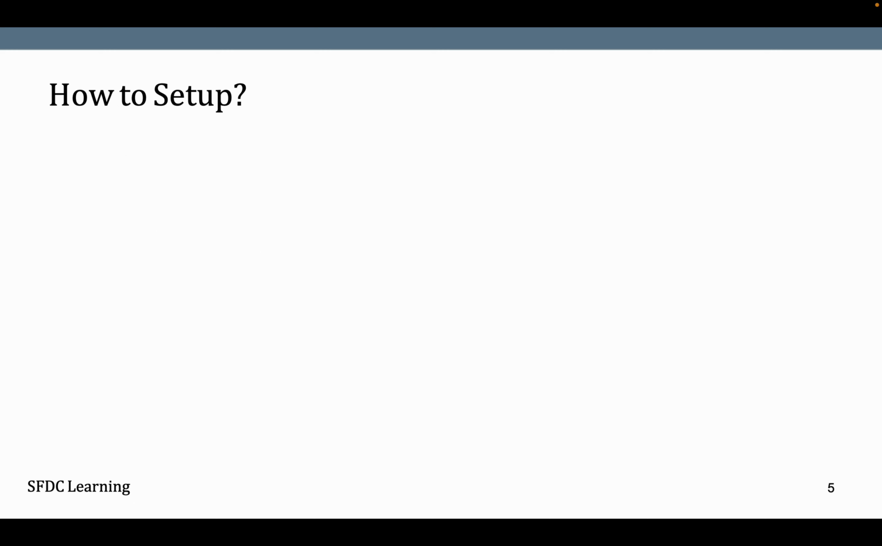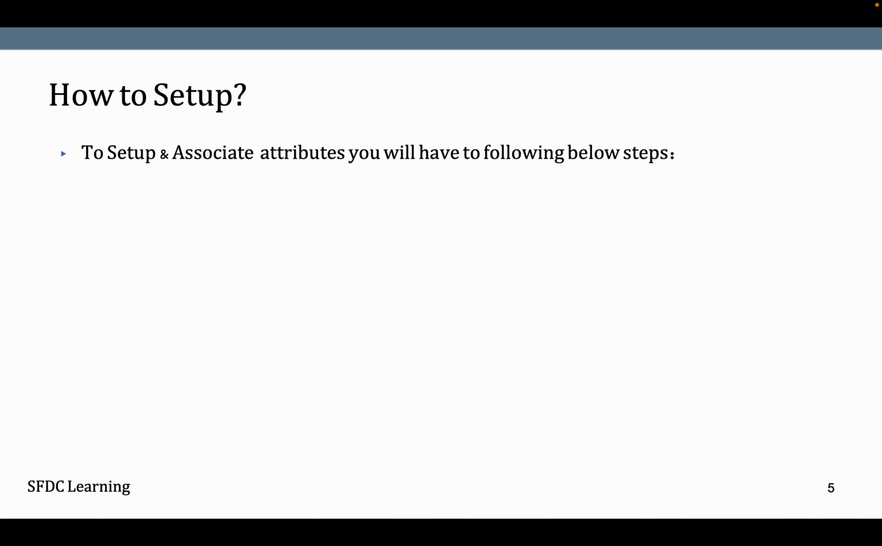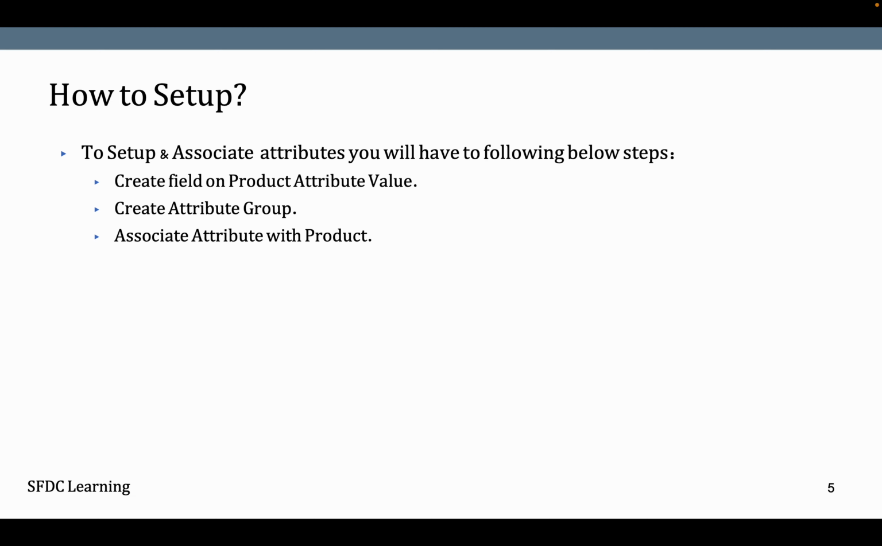Now, how to set that up in Conga CPQ? To set up and associate attributes, you have to do the following steps. First things first, you have to create those fields. You have to create that field on the product attribute value object. Then you can create an attribute group, so you can wrap multiple attributes into one group, then associate that group with the product on which we want the attribute. Then mark the product, because once you associate the attribute, you have to let CPQ know that this product has an attribute. So there is a checkbox called Has Attribute. You have to check it on the product.